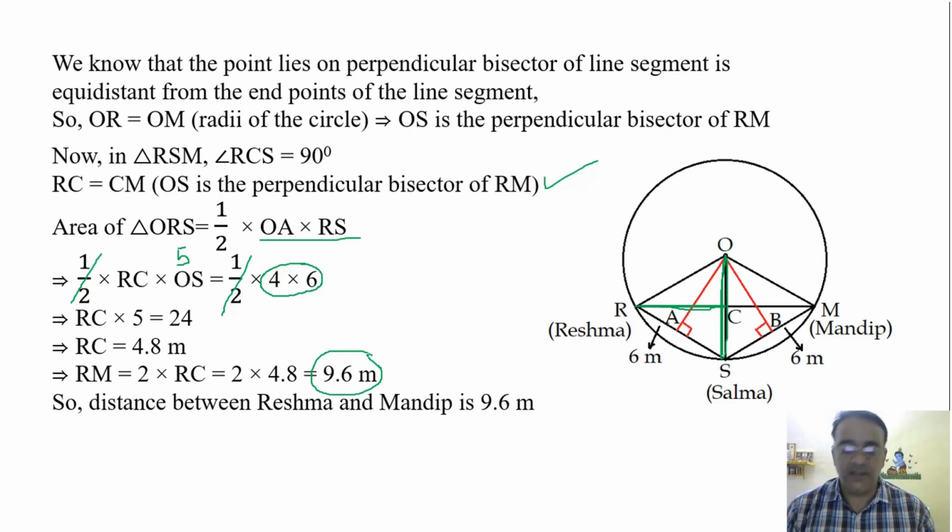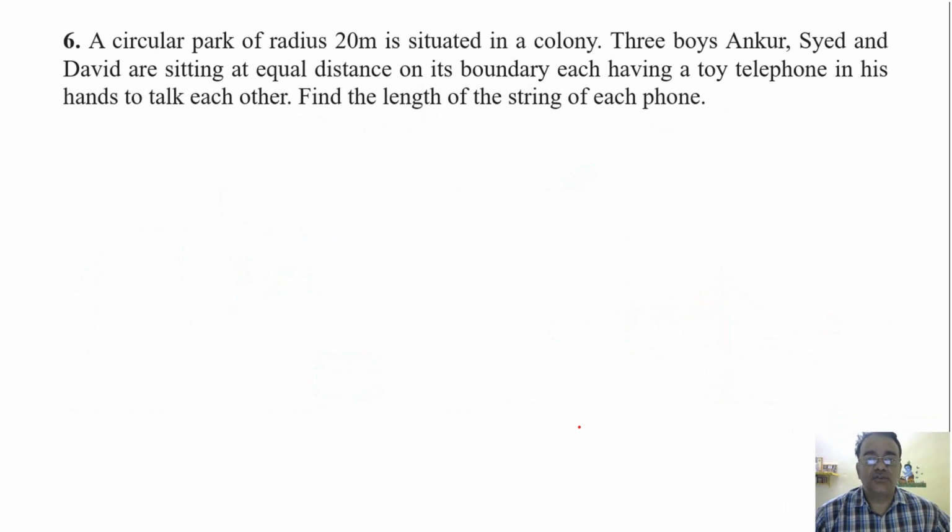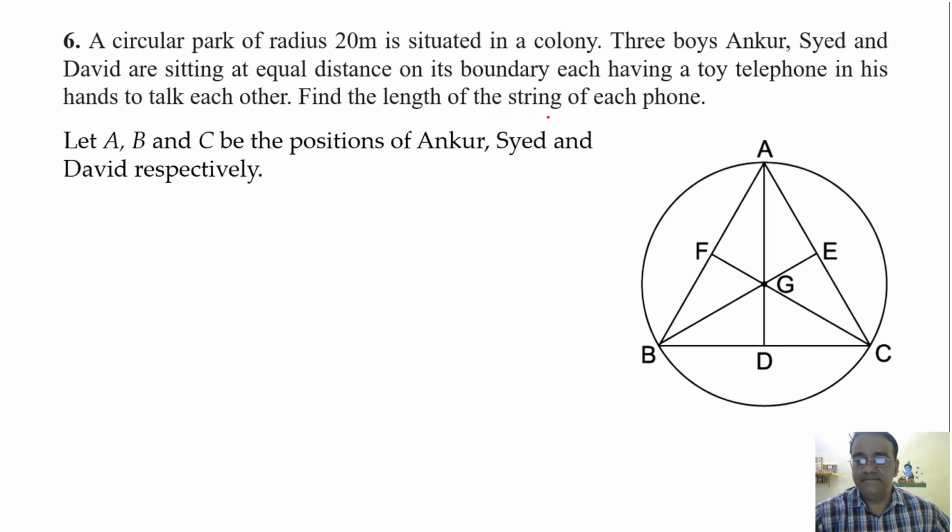Okay. Now the last question of that exercise: a circular park of radius 20 meter is situated in a colony. 3 boys, Ankur, Said and David, are sitting at equal distance on its boundary, each having a toy telephone in his hands to talk to each other. Find the length of the string of each phone. So this is the diagram.